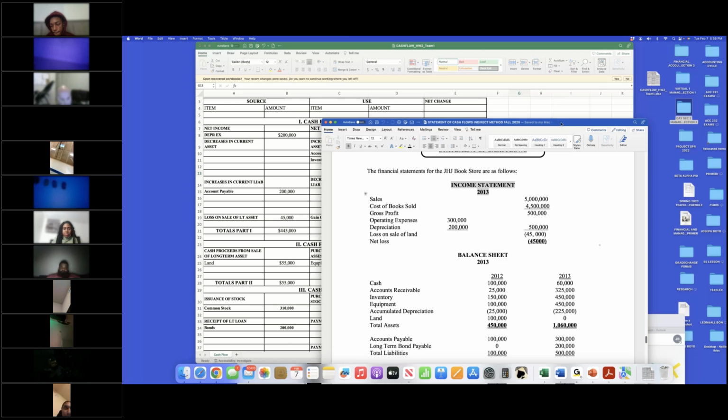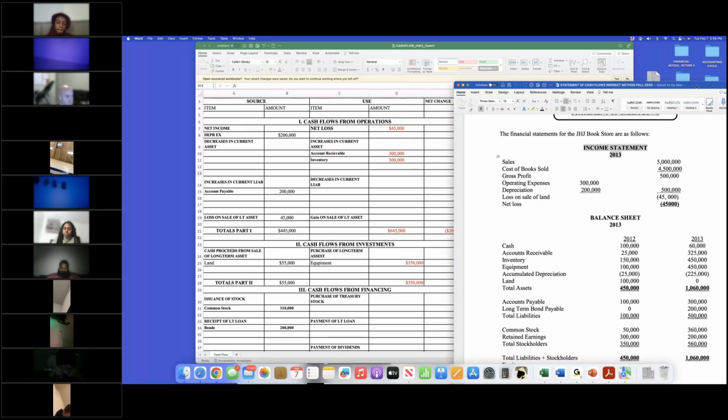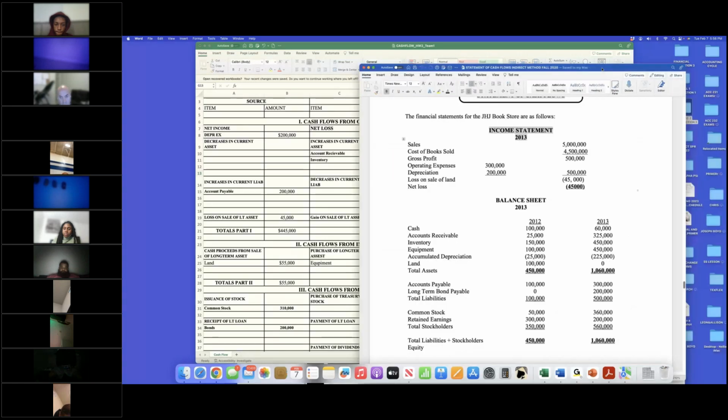So just think about that for a few minutes. Professor, I have a question regarding that. Yes. So does that mean that land on the balance sheet is always the cost of the land and not how much you bought it? Correct. It's the cost. All of these assets are at cost on the balance sheet.